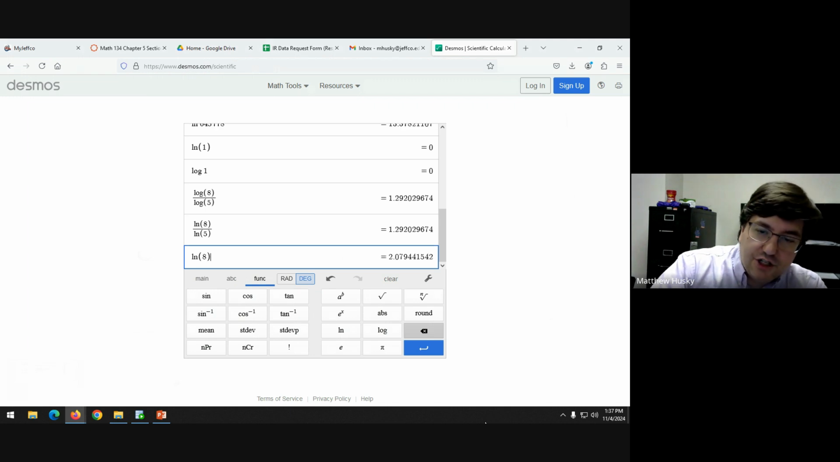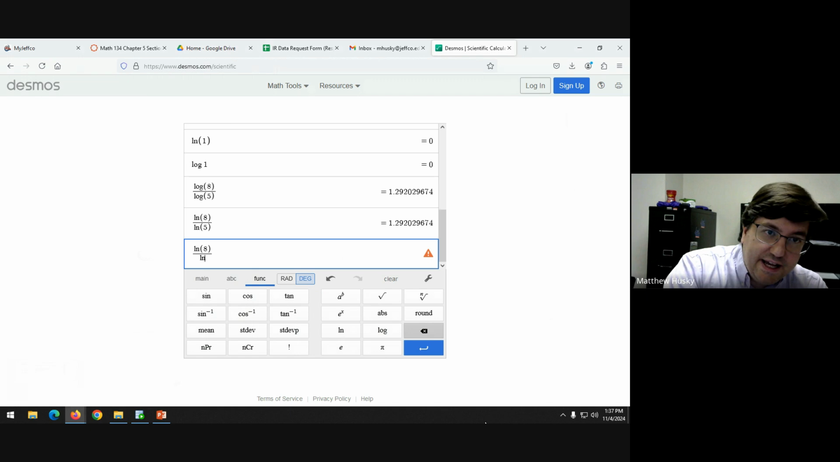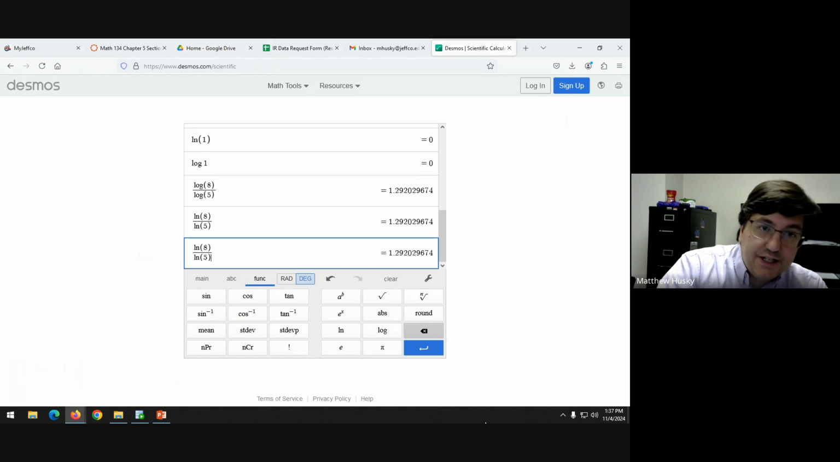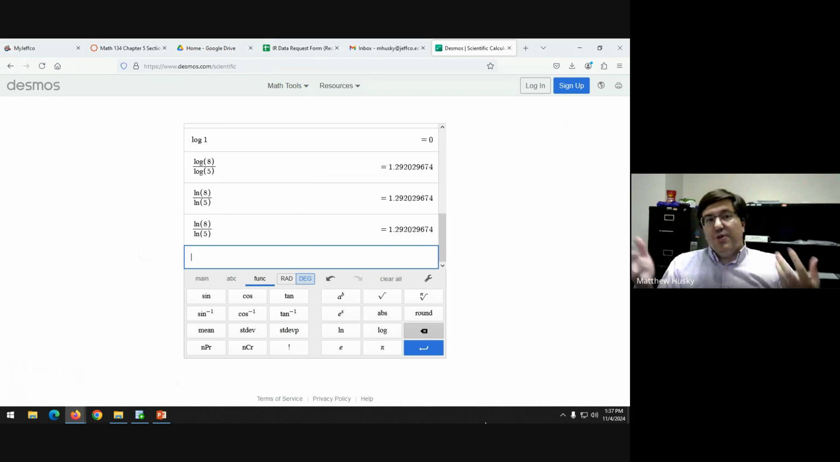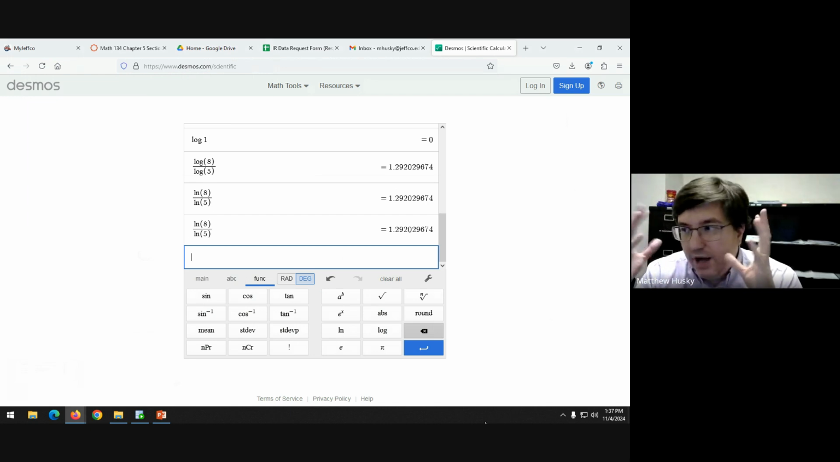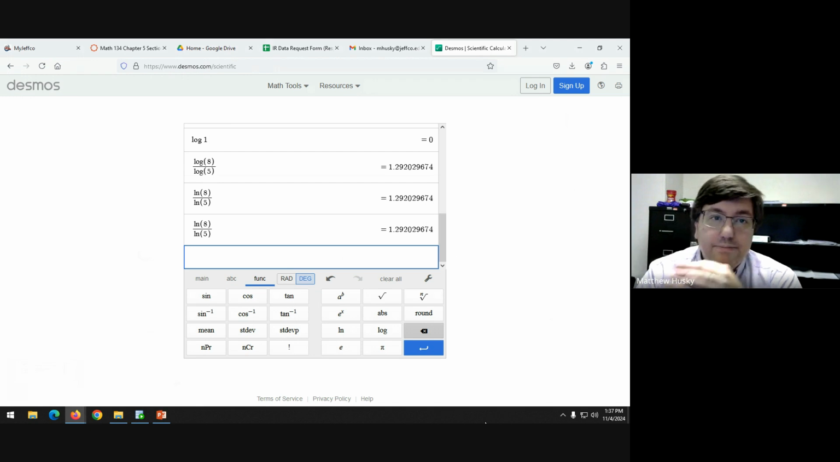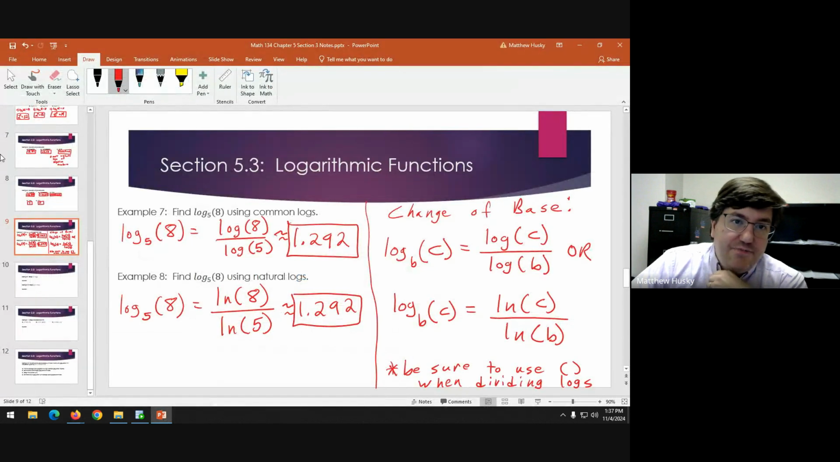It's usually good, just to be safe, to put exactly what you want in the parentheses so that it is clear what belongs in the log that you're doing and what does not belong in the log that you're trying to work out. So that is how change of base works.